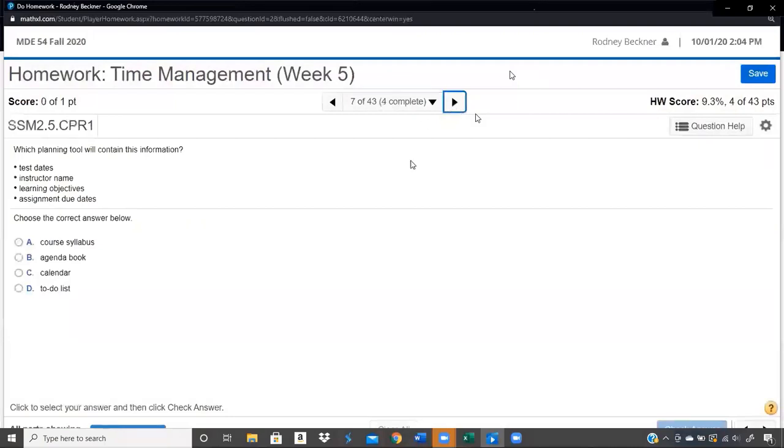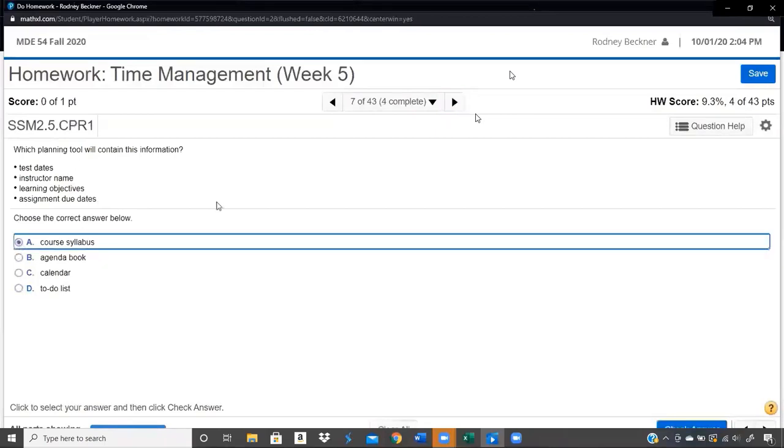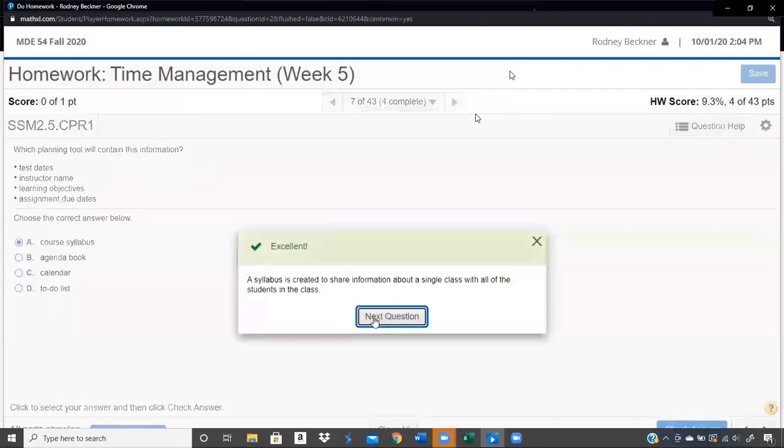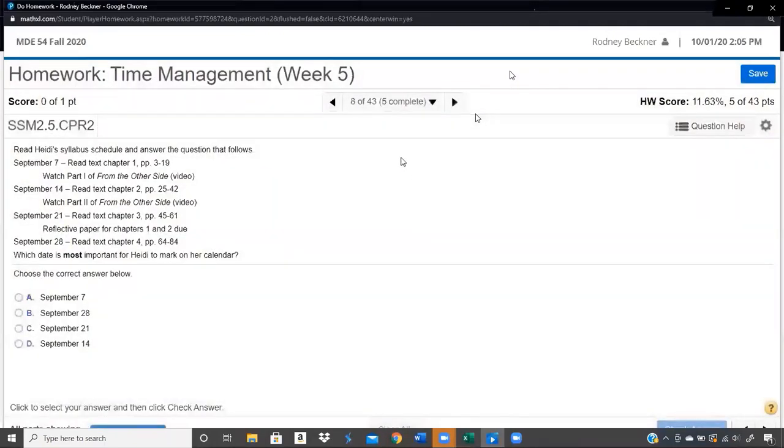Which planning tool will contain this information? Test dates, instructor names, learning objectives, and assignment due dates. Again, basing off of the idea that your teacher gives you all that stuff in the syllabus, which not all teachers do. They're thinking the course syllabus. Again, test dates, with me, at least in particular, I don't have the test. I have one of the test dates in there. I have the final exam. That's written in stone for sure, of course. But the midterm, I just said week 10.